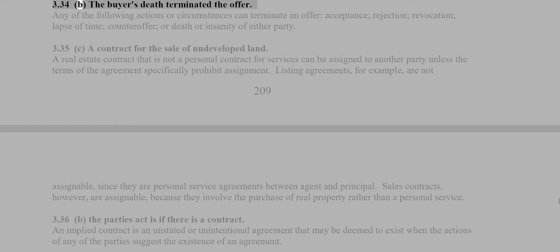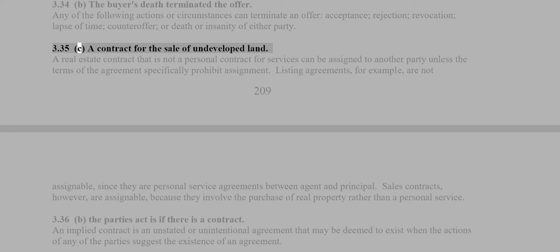3.34 B. The buyer's death terminated the offer. Any of the following actions or circumstances can terminate an offer: acceptance, rejection, revocation, lapse of time, counter-offer, or death or insanity of either party.